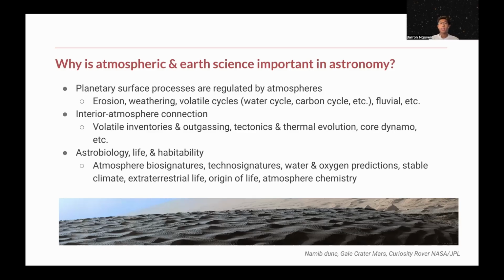The other thing that is really quite important in terms of geophysical connections is the interior and atmosphere connection. For example, how we study the evolution of water, carbon, nitrogen. These are actively being cycled in and out of the Earth. This is what we call volatile inventory and outgassing. For example, when a volcano erupts, it transports preserved gases in the interior to the surface, as well as looking at tectonics and thermal evolution.